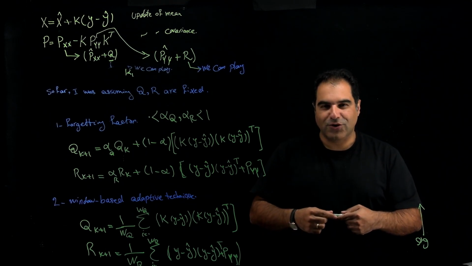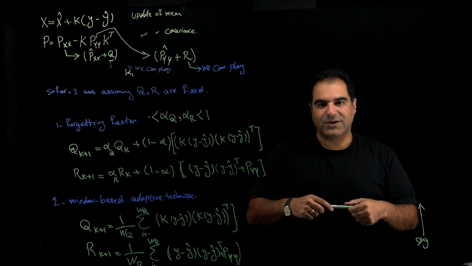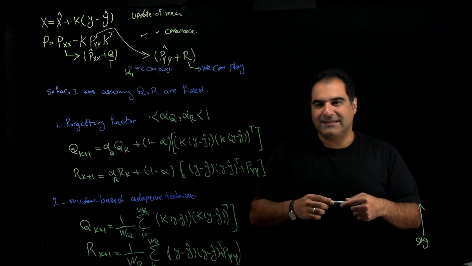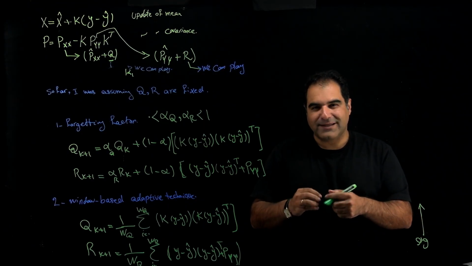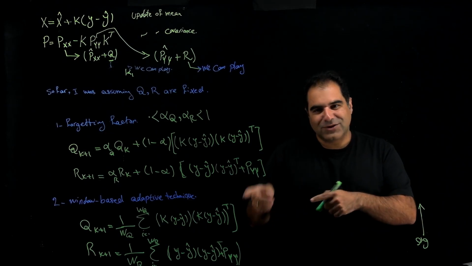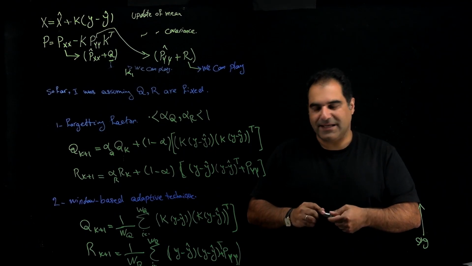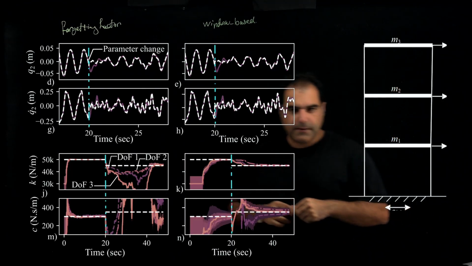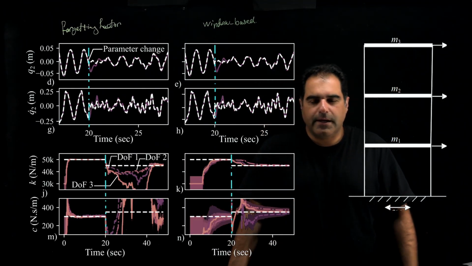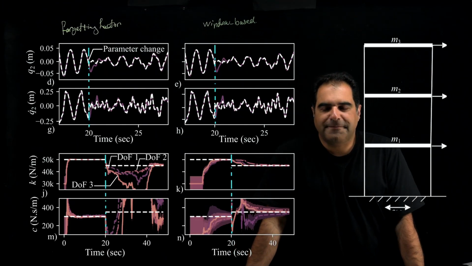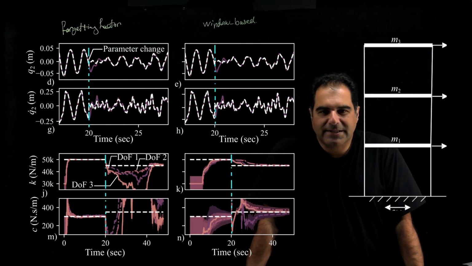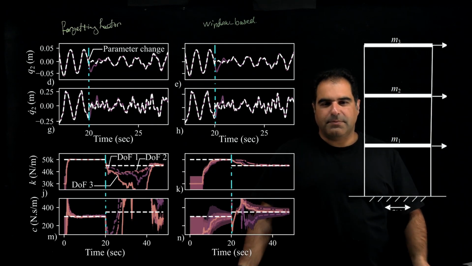Now, I'm going to show you the results for the three-story building we were talking about and compare the robustness of these two techniques I introduced, the window-based and forgetting factor-based techniques. Here in this slide, I'm going to compare the robustness of these two adaptive techniques for the unscented Kalman filter to quantify the level of the change for this three-story building.